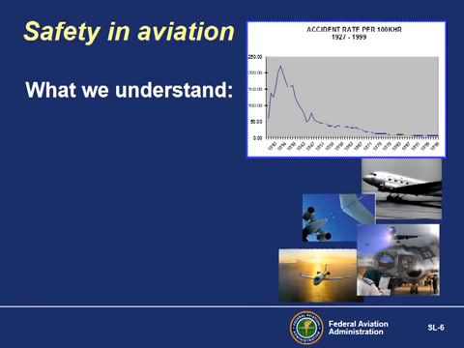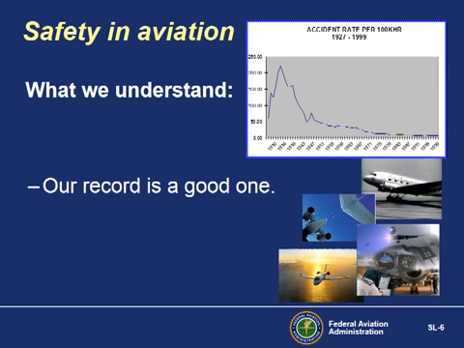What do we understand about U.S. aviation safety? Where have we been? What have our collective efforts yielded? All in all, our record is a good one. Looking at this graph, you can see that in spite of a large increase in accidents in the mid-30s, the accident rate has been steadily declining and remains at historically low rates. It's flatlined. It's been stated that aviation is the safest form of public transportation in the U.S.